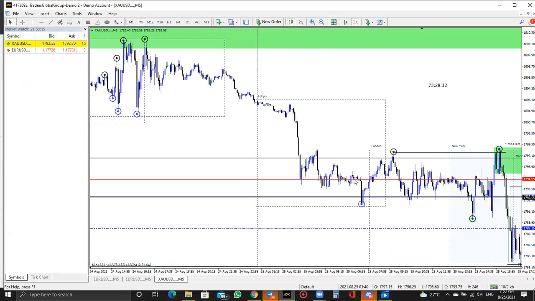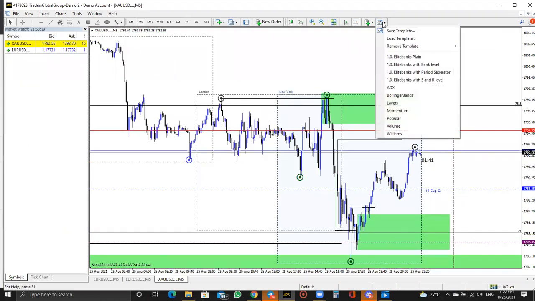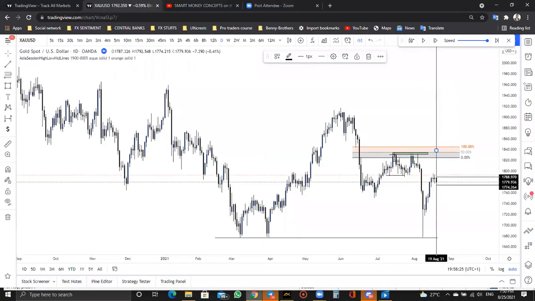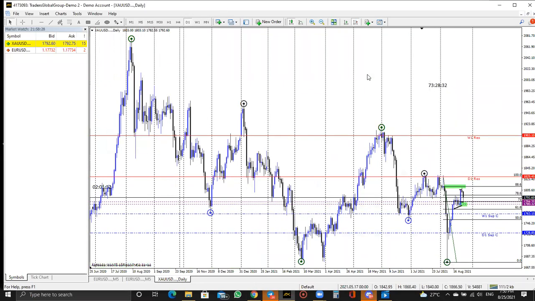Let me show you something, my MT4. Here's my gold. Go to, was that one day time frame? Yes, 1 day. Good, 1 day. I want to show you something.